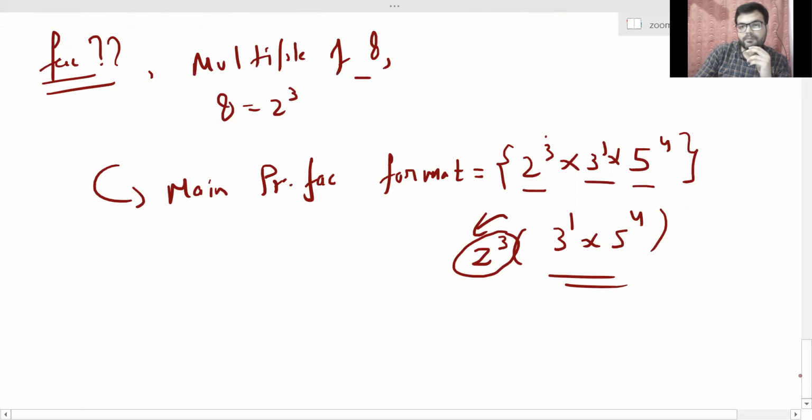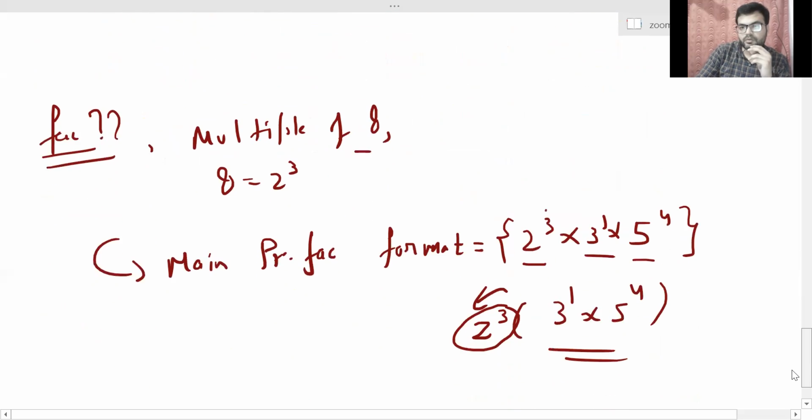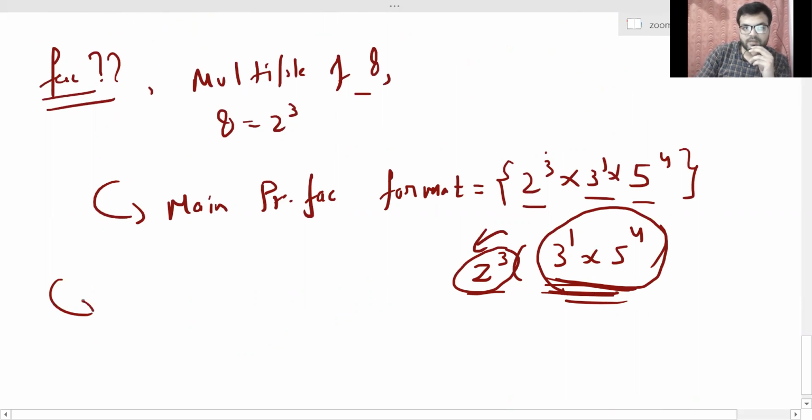Total number of factors which are the multiple of 8. So for the time being, assume that this is your main format, obviously, as you have taken 2 cube out. So for this format, how many total factors will be there?